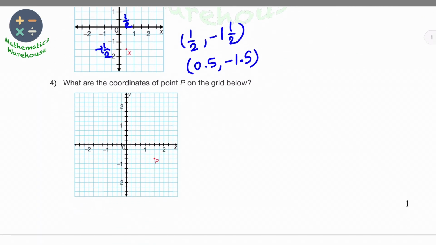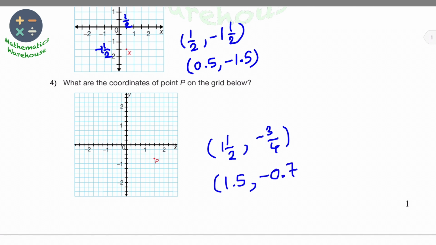Next question: what are the coordinates of point P on the grid below? Here, as you notice, in x it's 1.5, in y it's -3/4, or we can say it's (1.5, -0.75).